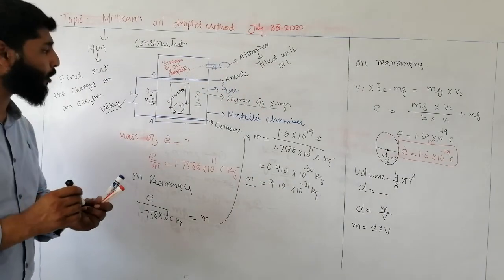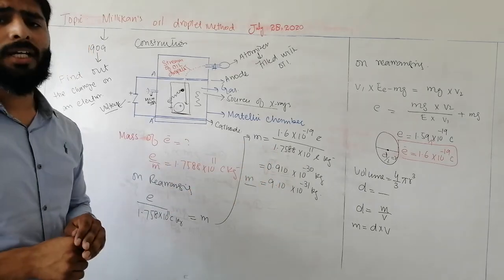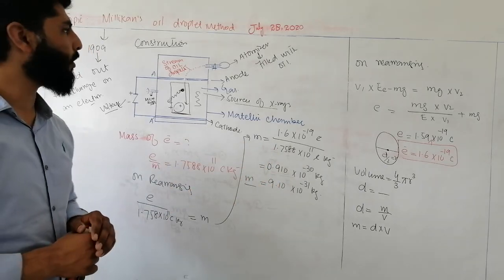Students, now you can see how we can find the charge or charge to mass ratio of an electron. Hopefully you have got the concept.